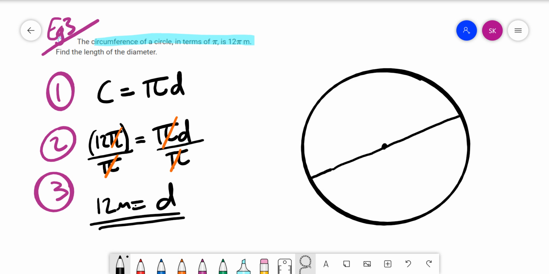Key message from the video, guys. When given the circumference, step 1, write the formula. Step 2, substitute. Step 3, solve to find the diameter. And that's it. Good luck on the Haggerty task.